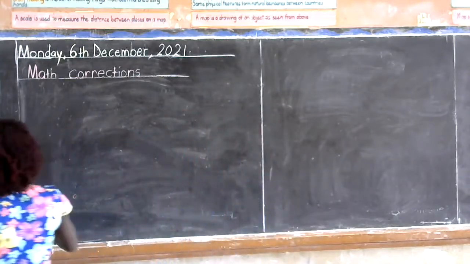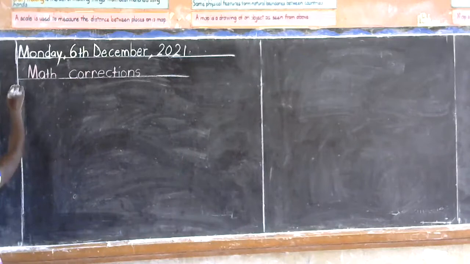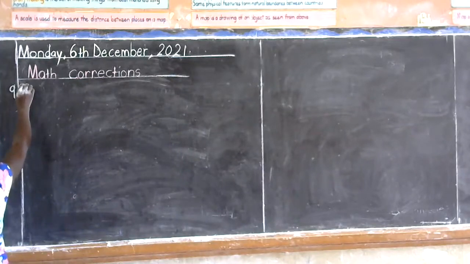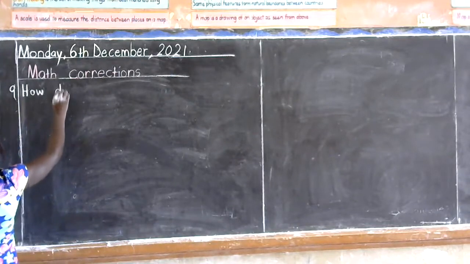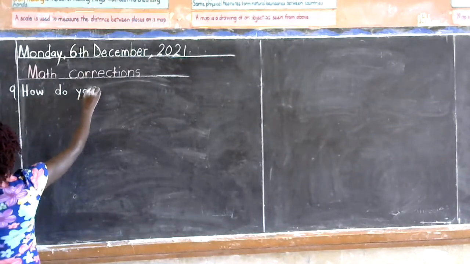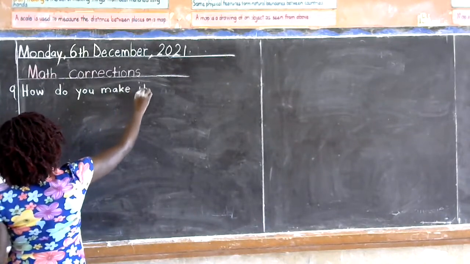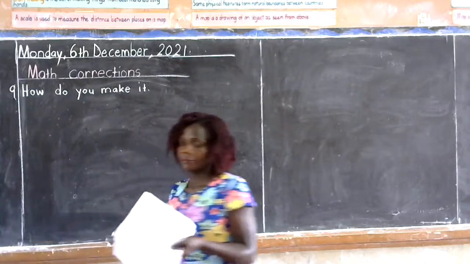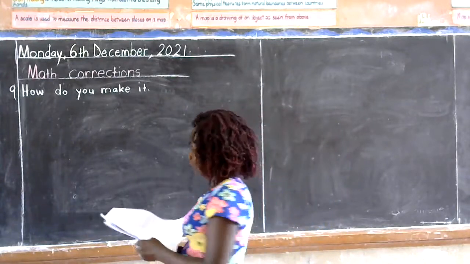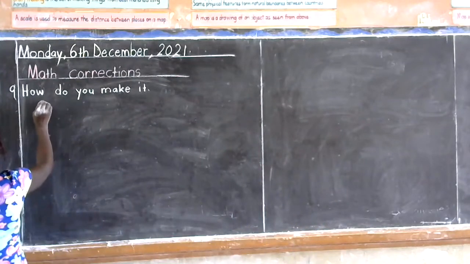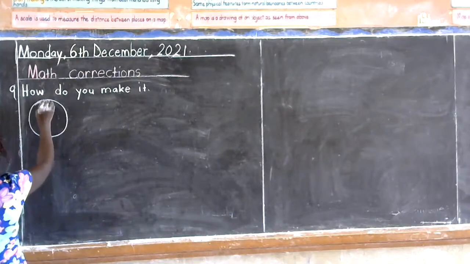Now we go to question number 9. Go to question number 9. The question goes like this. How do you make it? Here we are supposed to tell the time.